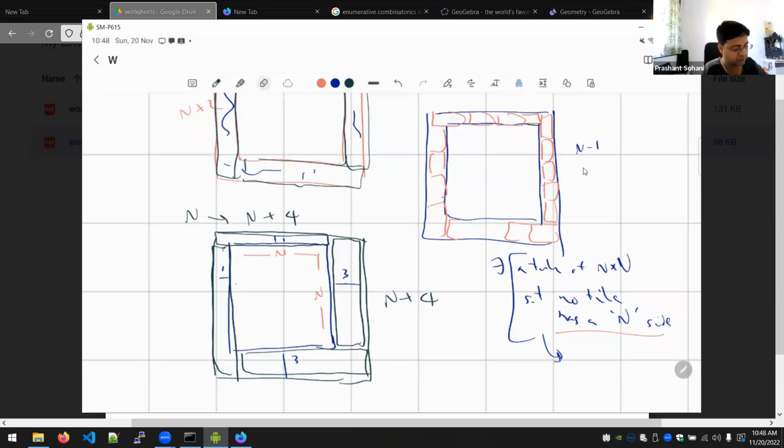Okay, so is this working? I think the first tile is of size 1 cross n plus 1. Second tile is of size 1 cross n plus 3. This tile is of size 3 cross n plus 3. And this is of size 1 cross n plus 3 cross n plus 1. So all of them are going to be of different sizes.